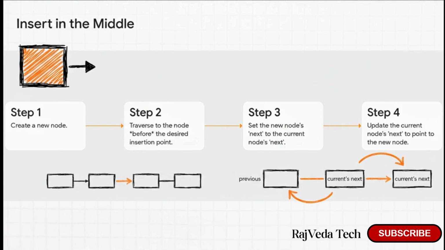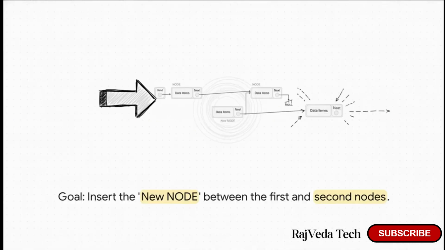We create our node, we travel down the list, but this time we stop at the node that's just before our insertion spot. Now listen up, because the order of steps 3 and 4 is non-negotiable. You absolutely must first connect the new node to the rest of the list. Then, and only then, can you go back and redirect the previous node's pointer to the new one. Okay, let's see this in action.